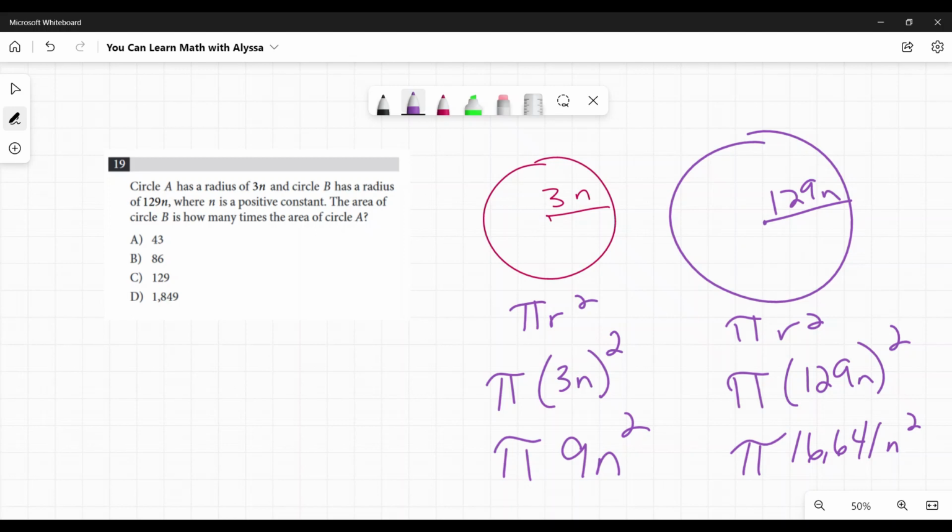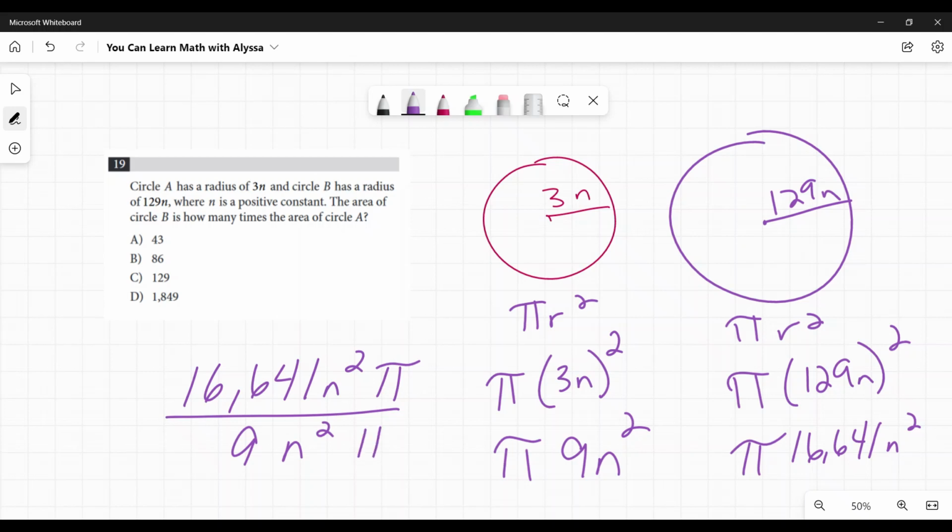So I want to know how many times bigger is this circle. Since I want to know how many times bigger, I'm going to be dividing. So I have 16,641 n squared times pi divided by 9 n squared times pi. Those n squareds cancel out. Those pi's cancel out. I'm left with 16,641 divided by 9. And when I do that, I get 1,849.